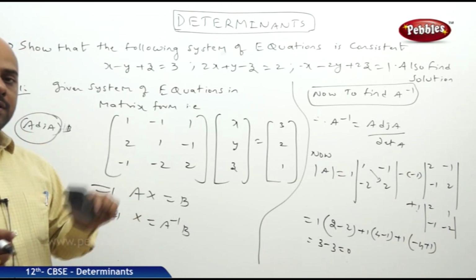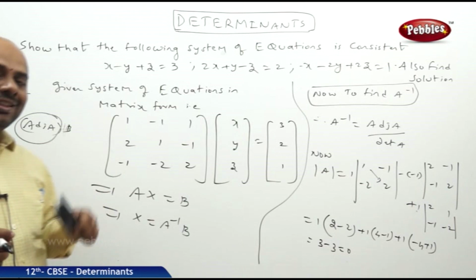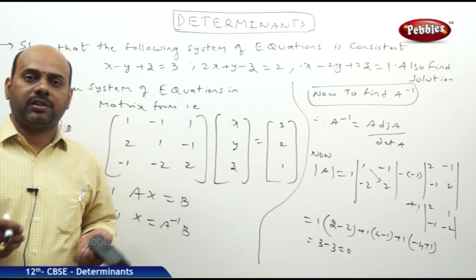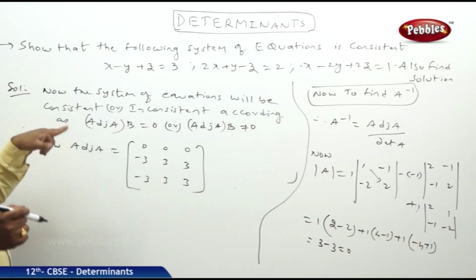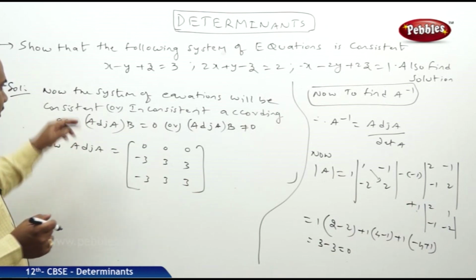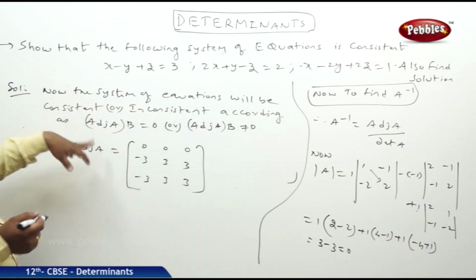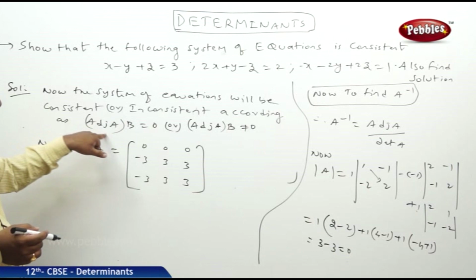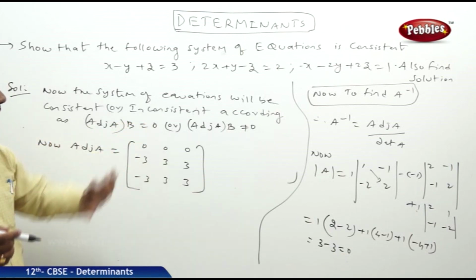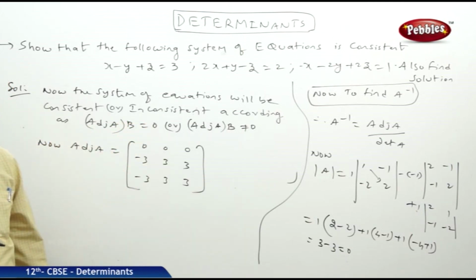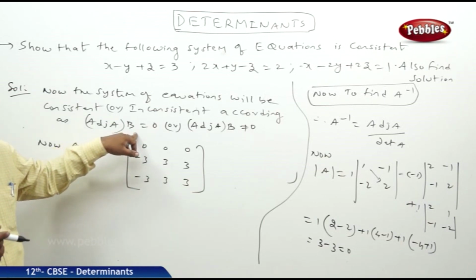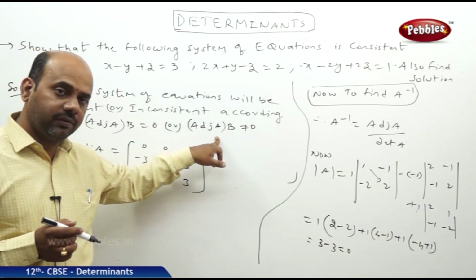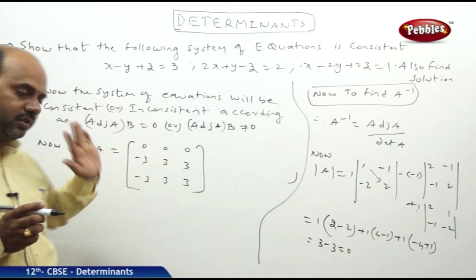Now I will be writing directly our adjoint A, and then I will be multiplying with the matrix capital B. After finding the determinant just now, we need to write this in our answer sheet, in our examination sheet. The system of equations will be consistent or inconsistent according as adjoint of A into B equals 0 or is not equal to 0. That means if it is equal to 0, it is consistent and possesses infinitely many solutions, and if it is not equal to 0, it will be inconsistent.